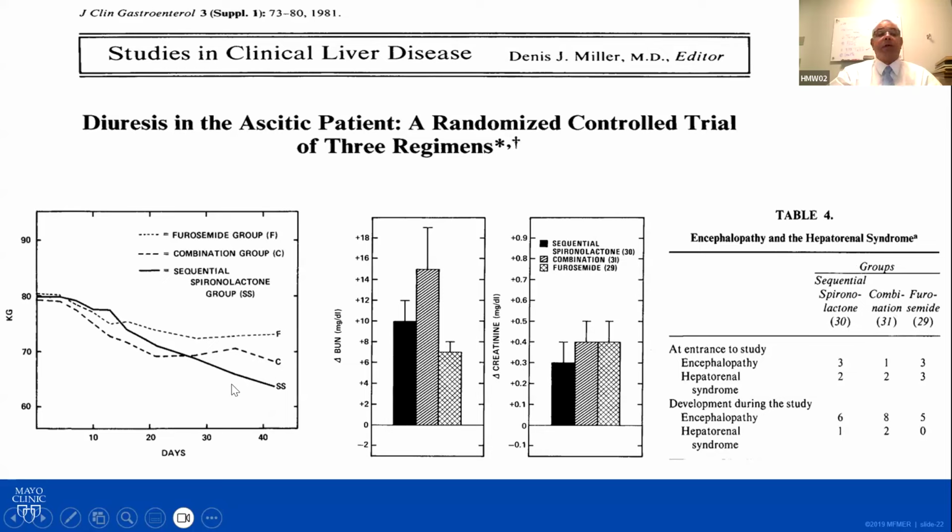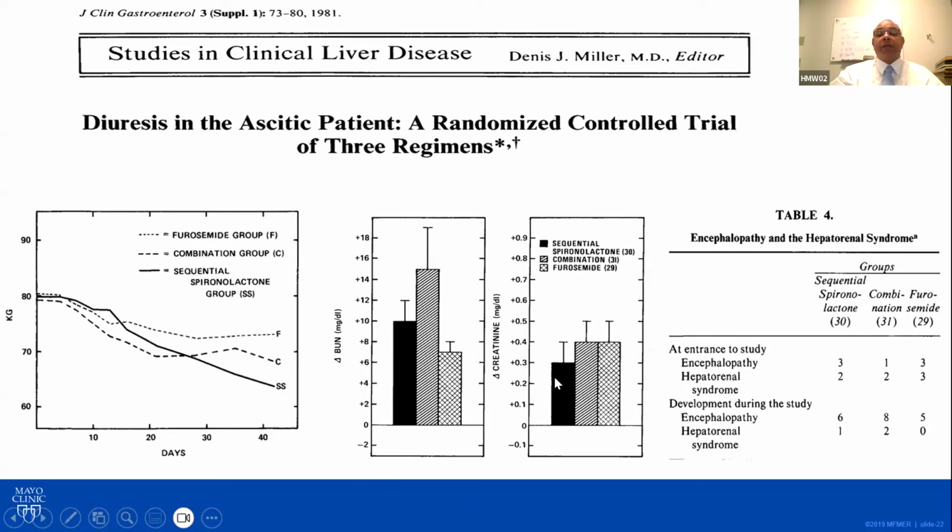gave them Lasix. So you can see here the weight loss on this graph between the sequential treatment, spironolactone and Lasix, Lasix alone, furosemide alone, or combination from the beginning. There is no major difference. If you ask me, I feel like the sequential did better, but the statistics did not show it.